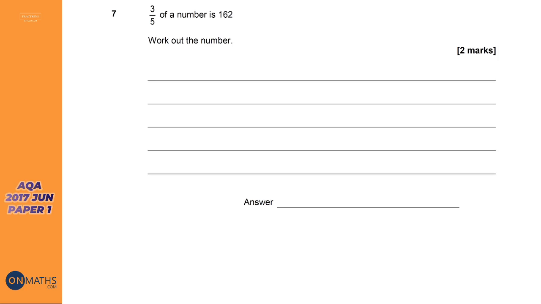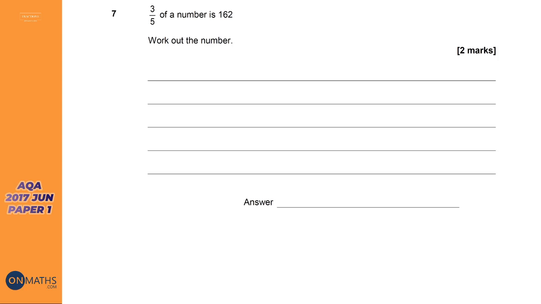Last up is our AQA question, and this kind of seems easy at first, and maybe it's a little bit more difficult than that. But you just need to figure out what it is we're doing. So instinctively, when I looked at this, I was like, oh, 3/5 times 162. But that's not going to give us the right answer, because it's saying 3/5 of a number is 162. Work out what the number is. So it's a slightly different question.